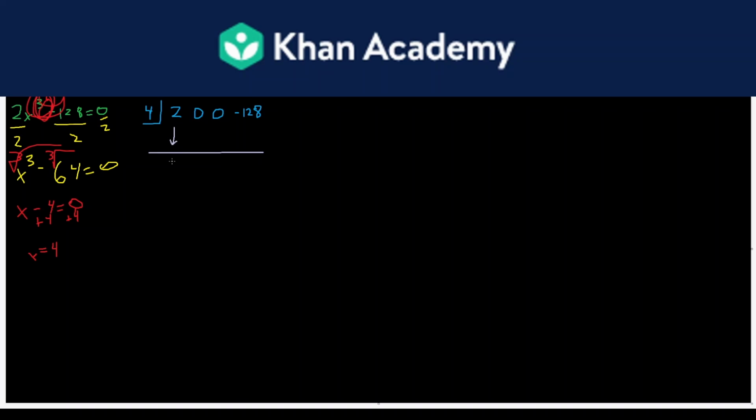So we always bring down this number, so we get 2. Multiply this times that, and we get 8. Add these together, 8, 32. Add 32 plus 0, you also get 32. 4 times 32 is 128. And you end up with no remainder. So now we basically reduce this to a quadratic. We get 2x squared plus 8x plus 8x plus 32.